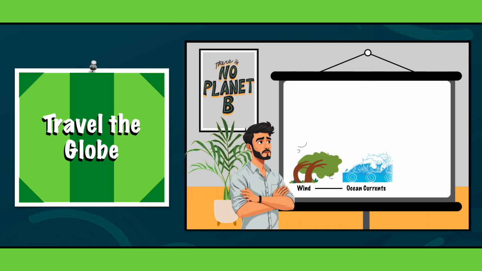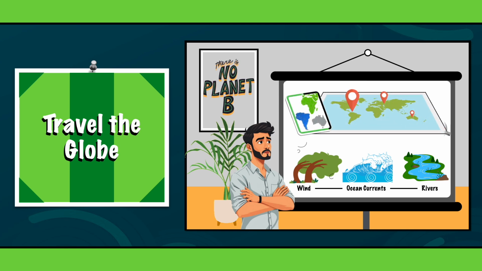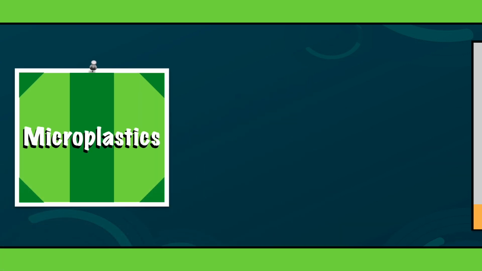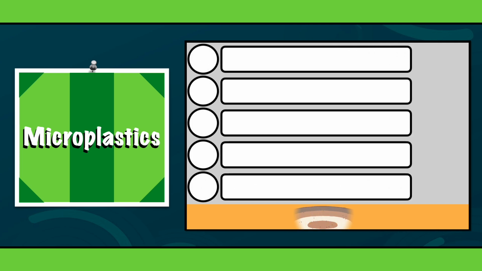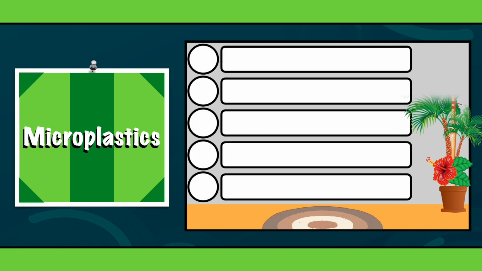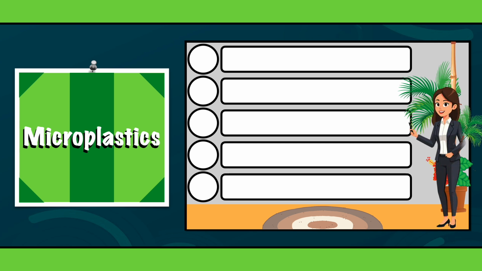Wind, ocean currents, and rivers carry plastics long distances from where they were discarded. Microplastics, tiny particles that result from larger plastic waste breaking down, are found in the most remote corners of the planet, from the Arctic ice to the deepest parts of the ocean. These microplastics are not only in the environment, but also ingested by marine life, entering the food chain. They've been found in fish, shellfish, and even in the water we drink and the air we breathe.